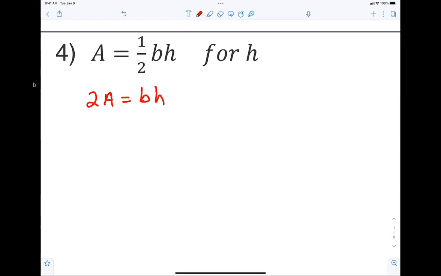Now I'm not quite done because I'm trying to isolate h. So now I have to do what? H equals 2A over b. That's exactly correct. So H is equal to 2A over B.